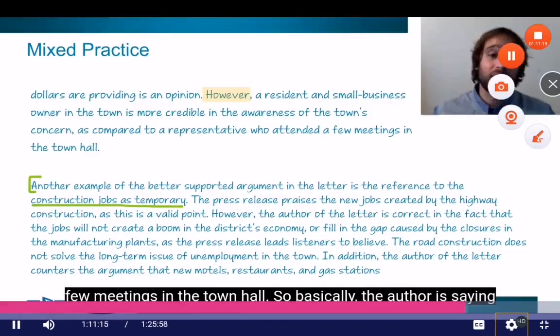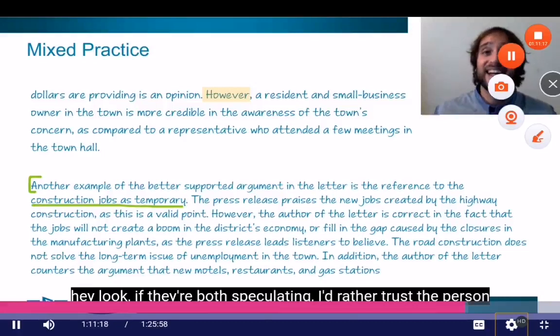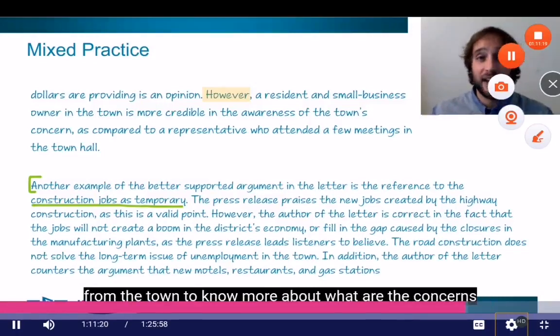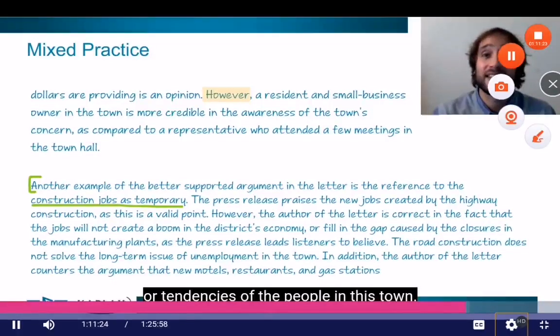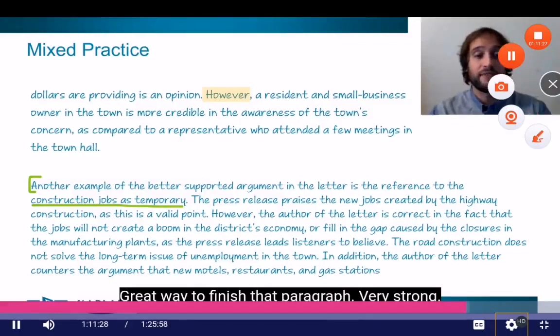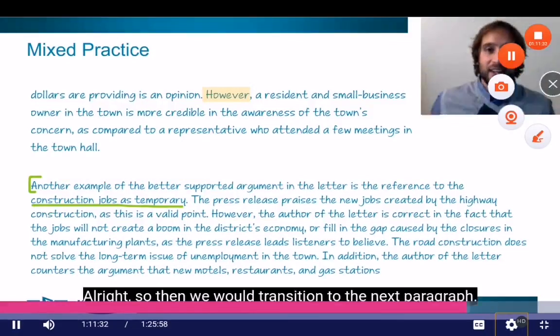So basically, the author's saying, hey, look, if they're both speculating, I'd rather trust the person from the town to know more about the concerns or tendencies of the people in this town. Great way to finish that paragraph. Very strong. All right. So then we would transition to the next paragraph.